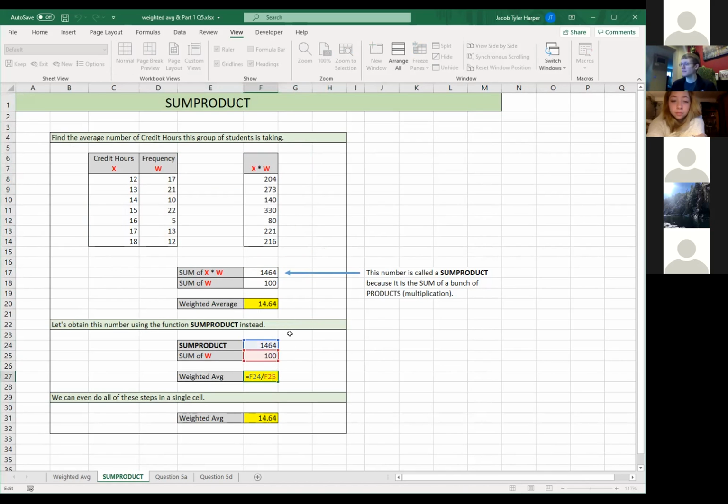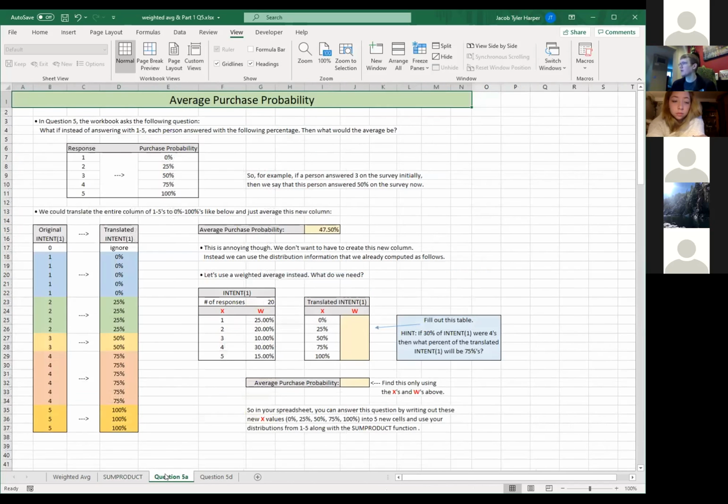And then I can divide these two things. And if I want to save even more room, I can do all this in the same cell. I can do my sum product first of these two columns and then divide by the sum of the weights. So all you really need to get a weighted average is this guy. I can go straight to the answer using this new function, which is really nice. And I want to show you how I can use that new function today for question 5a.